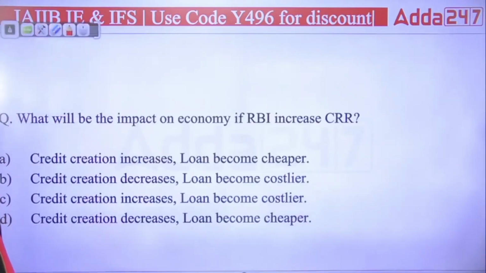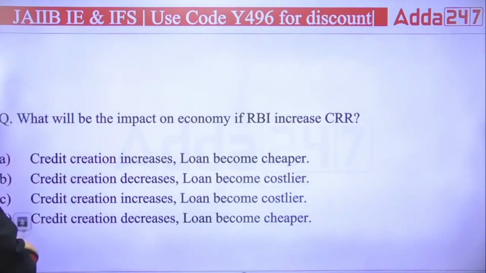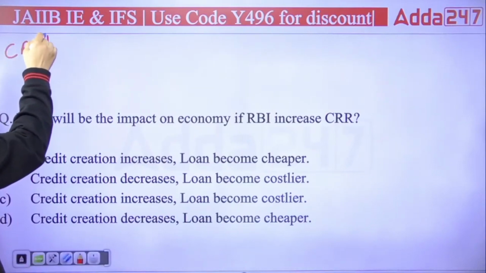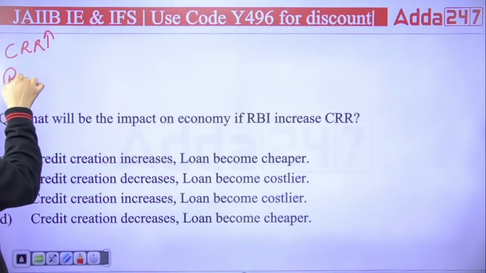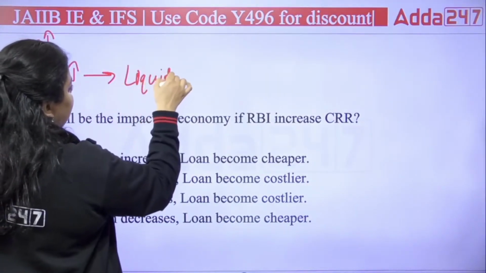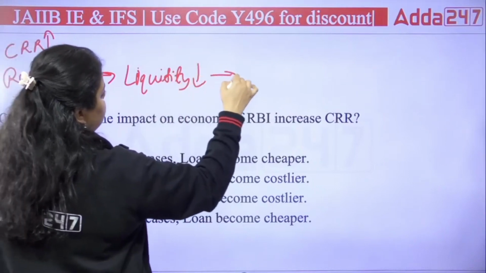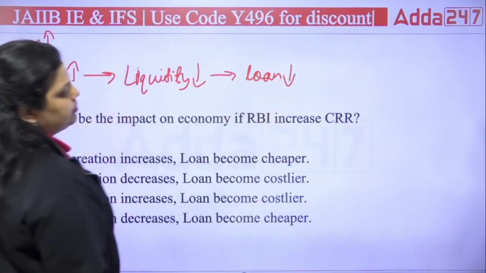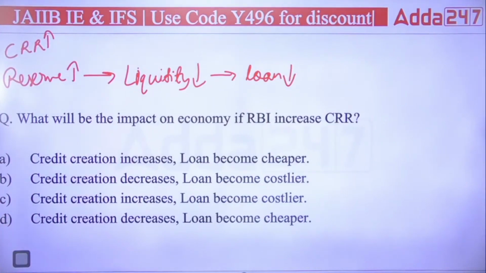Next we have, what will be the impact on the economy if RBI increases CRR. So see, it's very simple. When RBI increases the CRR, it means banks have to reserve more money. If banks are maintaining more reserves, they will have less liquidity. If the bank has less liquidity, the bank will be providing less loans to the people. If the bank is giving less loans, what happens? The credit creation will decrease. So A and C will be eliminated, because if banks have less liquidity, they will provide less loans, and it will create less liquidity in the market.